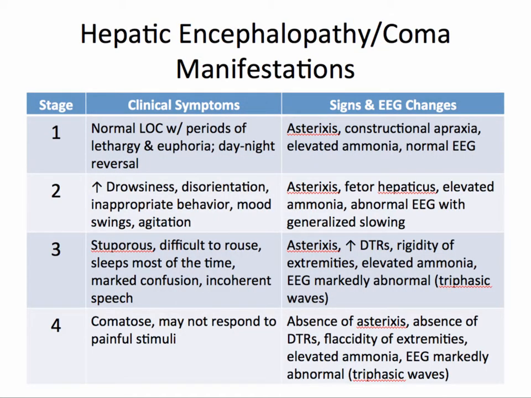The manifestations of hepatic encephalopathy essentially progress through 4 stages. As you progress, the level of consciousness decreases. There are 3 symptoms that kind of stand out with hepatic encephalopathy. The first is asterixis. This is referred to as the liver flap, which is involuntary flapping of the hands. The second is constructional apraxia, which is the inability to reproduce simple figures in 2-dimension or 3-dimension. The third is fetor hepaticus, which is a sweet, slightly fecal odor of the breath. This is often described as smelling like mowed grass.